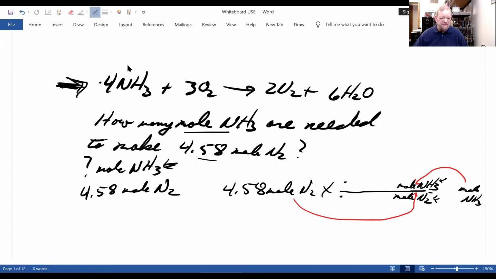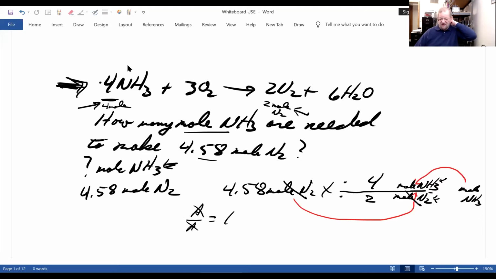And this tells me for every 4 moles of ammonia, remember this is 4 moles, I make 2 moles of nitrogen. So the relationship is for every 4 moles of ammonia, I make 2 moles of nitrogen. And therefore, I notice moles of nitrogen divided by moles of nitrogen cancel out, because anything divided by itself equals the number 1, meaning it's gone, and I get the right units.